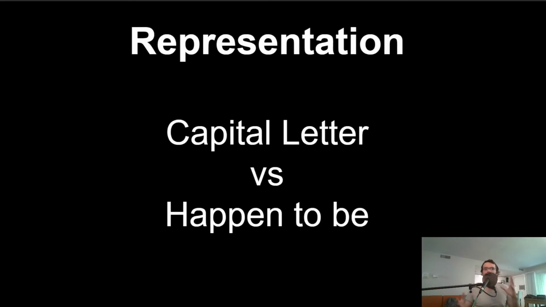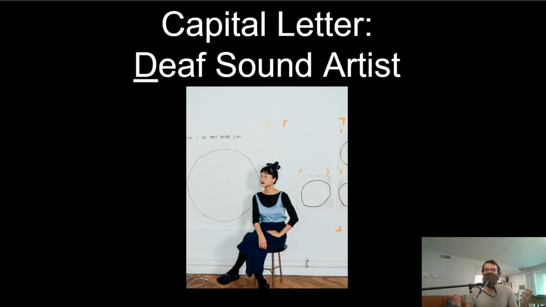And the last thing we'll talk about before moving on to the next subsection is representation. These are two camps of representation that we maybe see quite often in the media, and again, I just want to provide us some language for how to talk about that. So the first I'll talk about is what we might call capital letter representation. This comes mainly from the deaf community, who prefer capital D Deaf when referring to the community, and lowercase d deaf when referring to it as a medical condition.